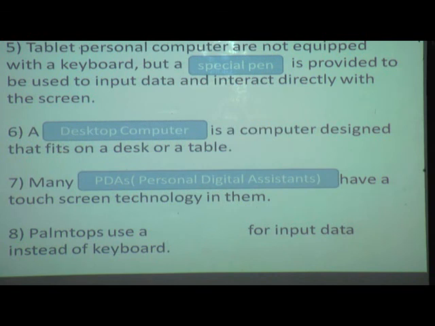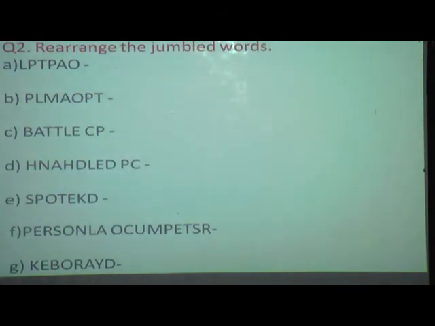Next one is a palmtop uses a dash dash for input data instead of a keyboard. What are we using in a palmtop instead of a keyboard? Stylus. What is the spelling? S-T-Y-L-U-S. Stylus.